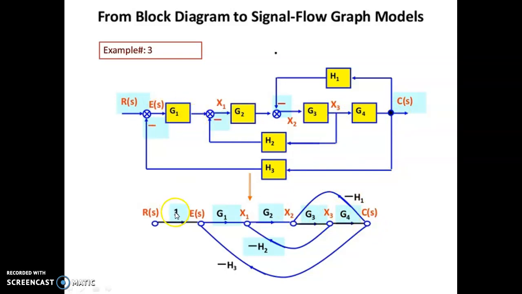Then these are the signals. This is one here, G1, G2, G3, G4. So minus H1 line, then same feedback X3 to X1, which is flowing, minus H2 is flowing in this direction, right? Similarly, C of S to R of S, H3 is flowing, and its sign is minus H3. So this is the signal flow graph, and from this how to find the transfer function we already discussed by using Mason's gain formula, right?